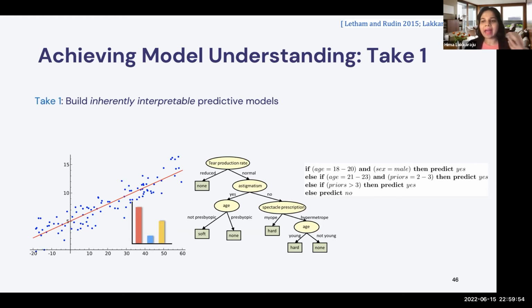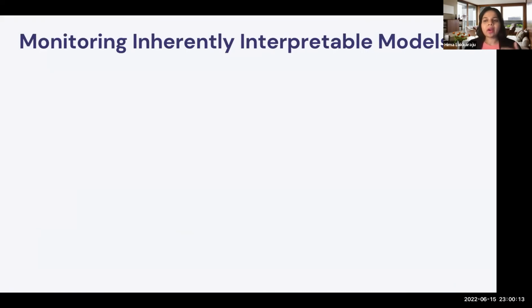So if we think about such models, now if we try to connect it back to the monitoring angle and say, okay, so we have built such a model, and now the model is running on streaming data, and there may be a risk that the data has shifted, right? So what do we do? How do we monitor such a model? In order to monitor inherently interpretable models, here are some considerations.